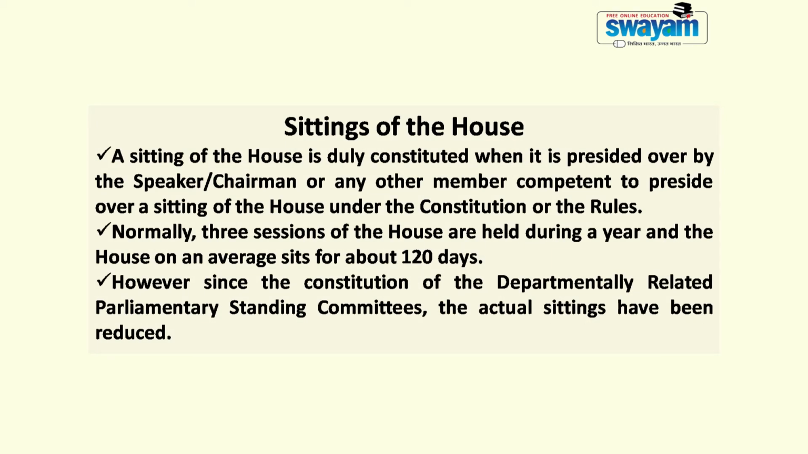Now, the sittings of the House. The sitting of the House is duly constituted by the presence of the presiding officer of the Houses. Generally, there are 3 sessions in a year: the autumn session, the winter session, as well as the budget session. Generally, a session is there for 125 days. But after the constitution of the departmentally related Parliament standing committees, these days have been reduced.